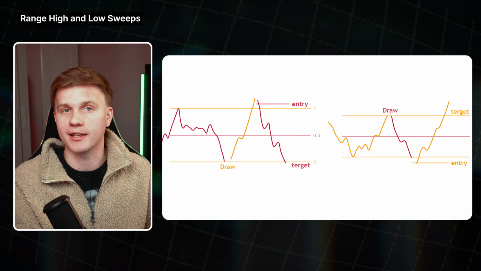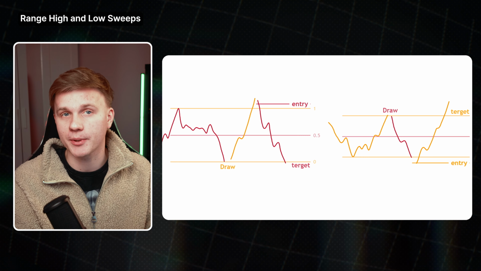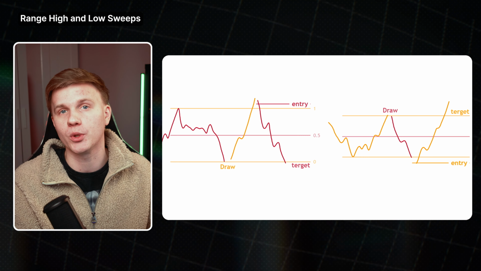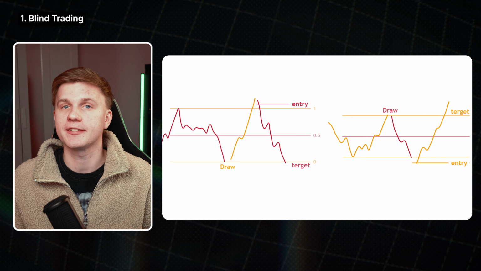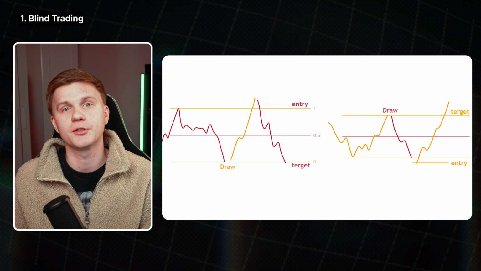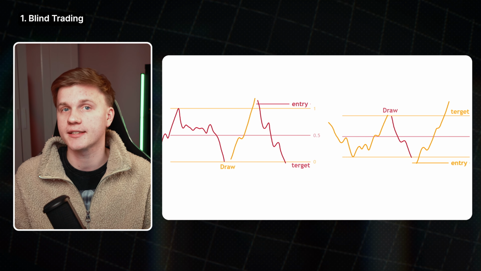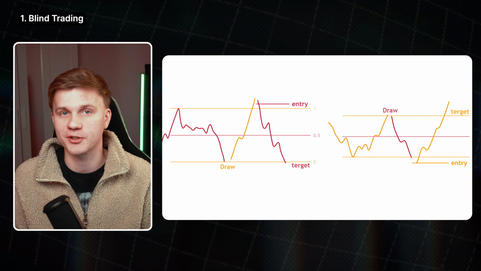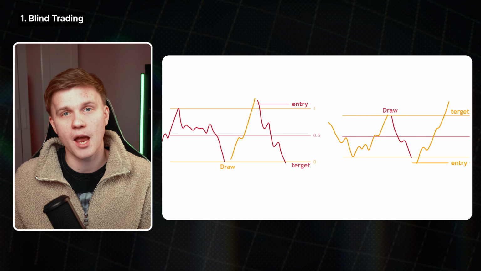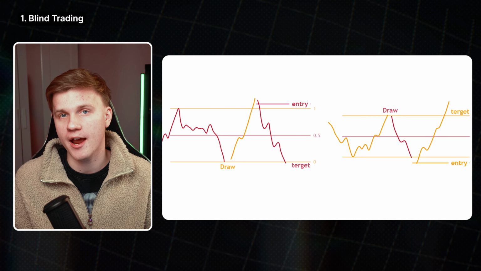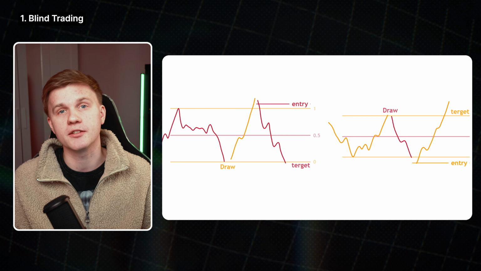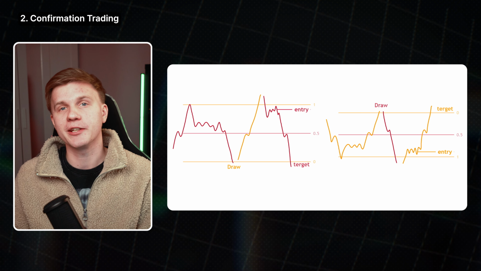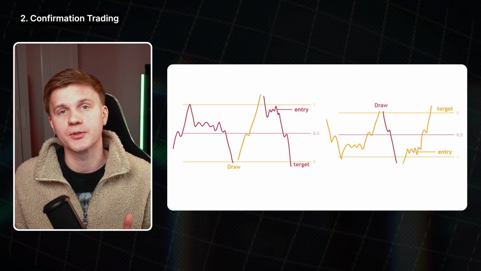When the range low gets swept, I look for buy opportunities as the draw on liquidity shifts upwards towards the range high. In some cases, you can blindly sell or buy into a sweep, assuming that price will instantly reverse after taking stop losses. For example, if price sweeps a range high, you may choose to short the market immediately, expecting it to reverse. Alternatively, you can wait for confirmation after the sweep.